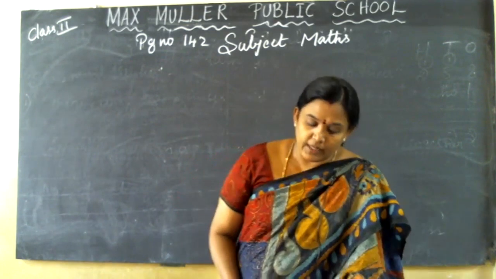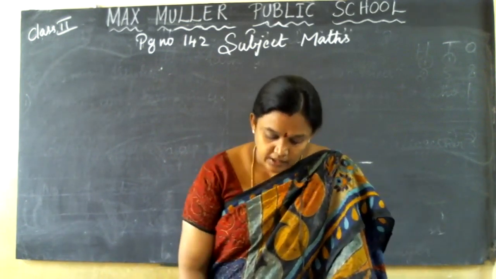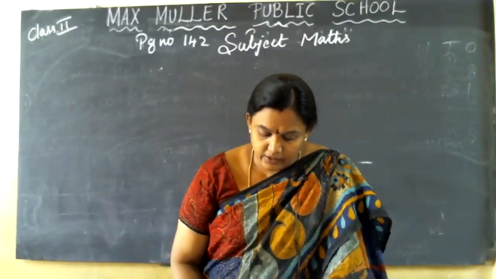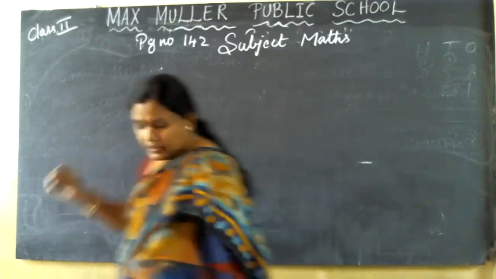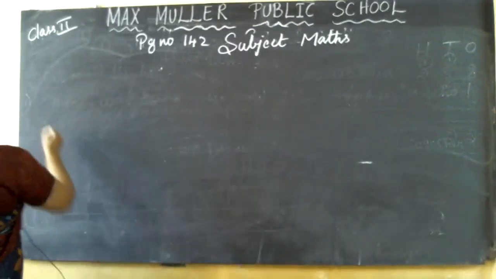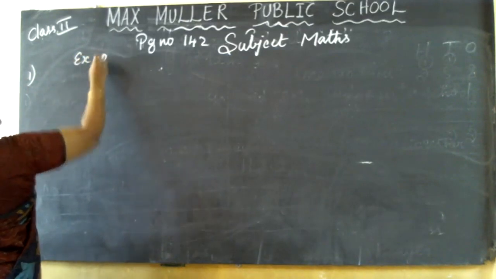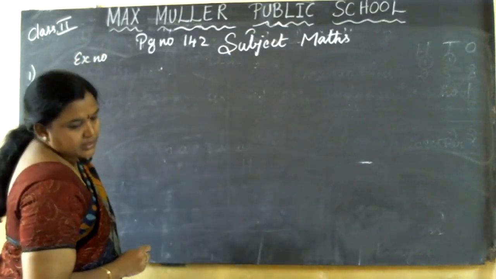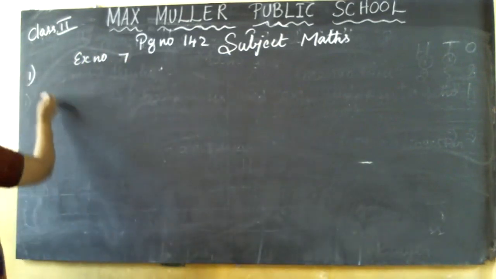How to do it? There is no place to write in the textbook. Already I gave you classwork, children, so you don't want to write there. Only the answer you want to write on the side. See, 53 plus 25. First one, exercise number 7. Like this, no children? Add the following.